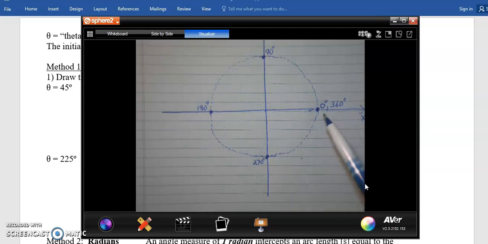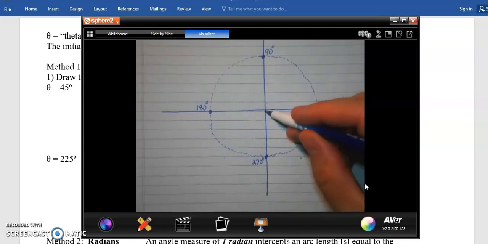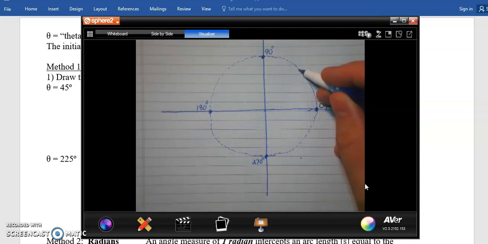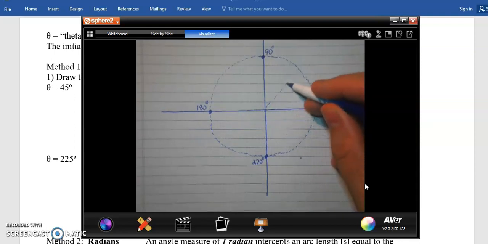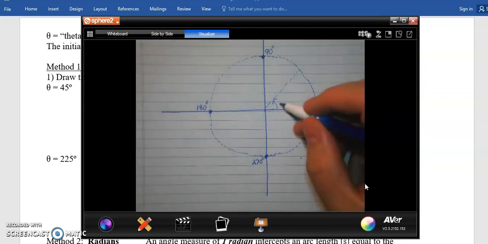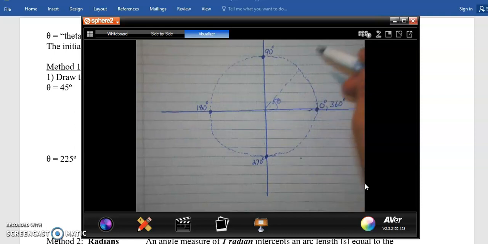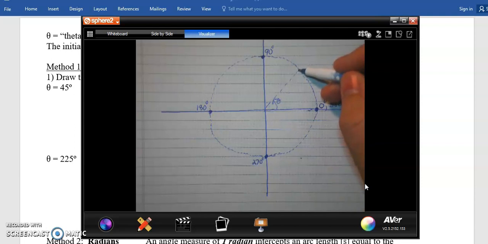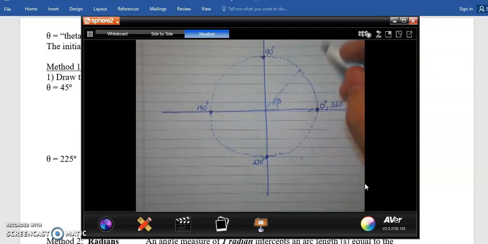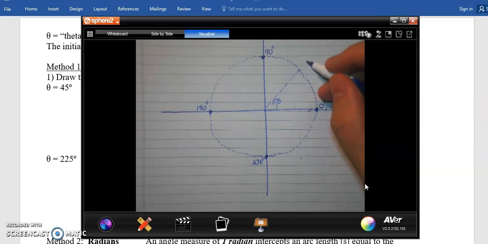If we want to draw a 45-degree angle, we have our initial side on the x-axis, and we just estimate where 45 would be. So you would estimate right around here, this angle would be 45. You can put the 45 in the angle or out on the terminal side. The ray that it ends on is called the terminal side. You can put the 45 out here.